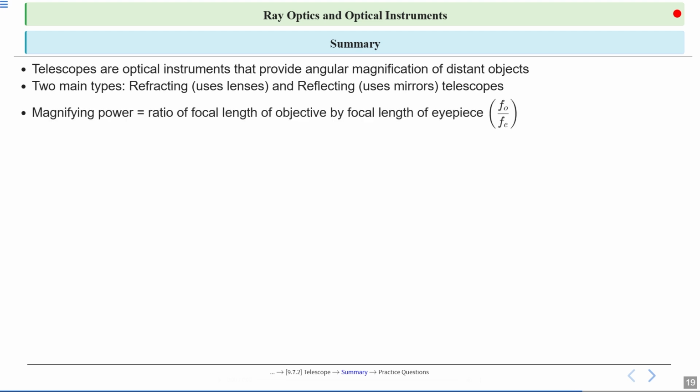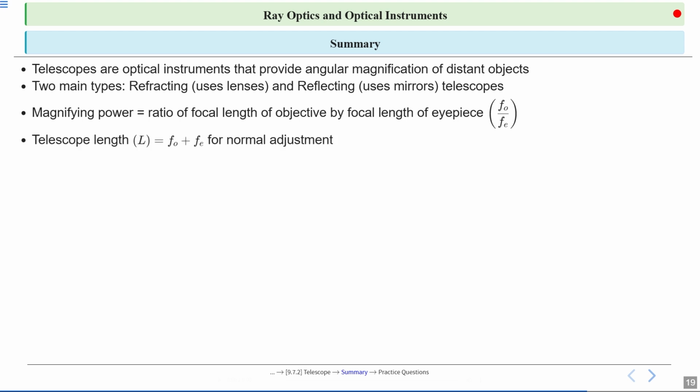Now let's talk about magnifying power. This is the ratio of the focal length of the objective lens to the focal length of the eyepiece, represented as f0 by fe. This formula helps us understand how much larger an object appears when viewed through the telescope.